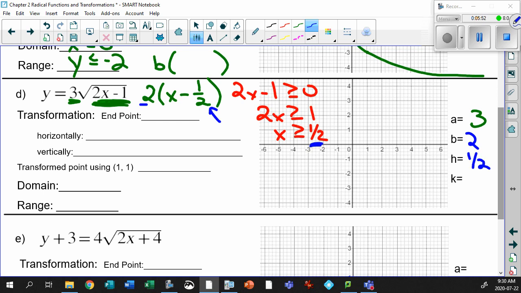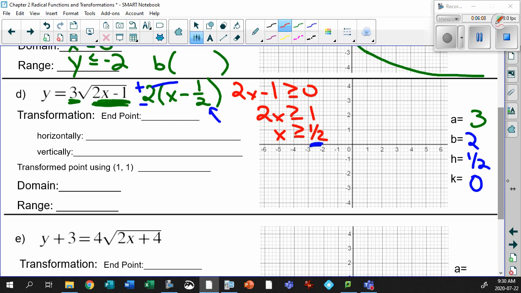What's our k value? Well, there's nothing outside here. This is not plus anything out here. So we're not changing the height of this at all, the starting point, okay? We're leaving it at 0. Okay, let's figure out where our new endpoint is.